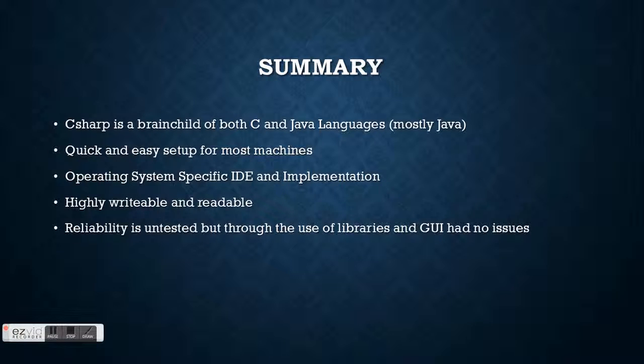So, in summary, using C# was pretty awesome, I have to say. It was a brainchild of both C and Java, mostly Java. It was a quick and easy setup on this machine especially. It's operating system specific, as I said; this was Visual Studio, so if you have a Mac, you'd have to use something different. It's highly writable and readable, specifically because of that GUI usage, where it will automatically create those declaration statements and you don't have to worry about your syntax there. It was also really helpful because you can see exactly what your code is doing, or you can do what you want first and then write the code in. Having that duo relationship was really nice.